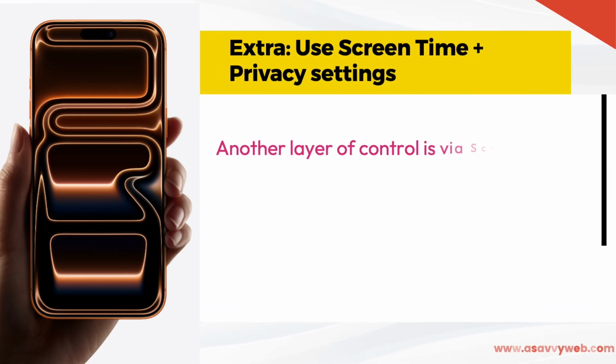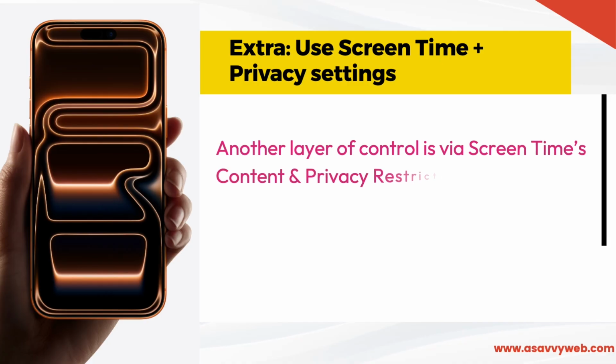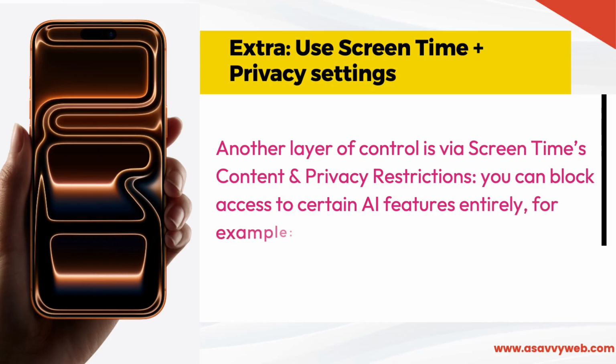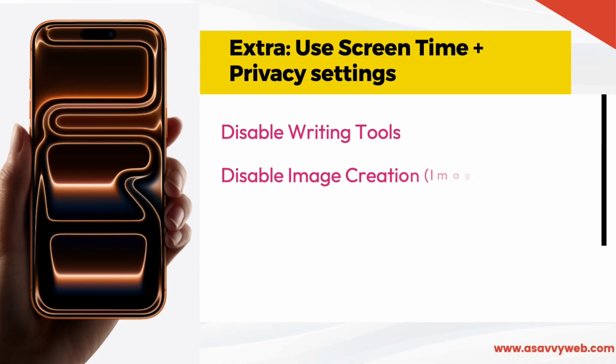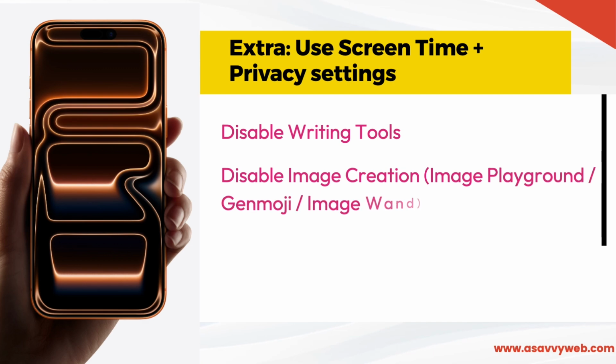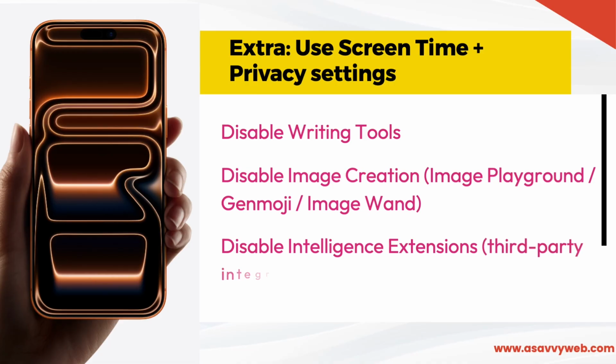Extra: use Screen Time plus privacy settings. Another layer of control is via Screen Time's content and privacy restrictions. You can block access to certain AI features entirely, for example: disable writing tools, disable image creation, Image Playground/Genmoji/Image Wand, and disable intelligence extensions and third-party integrations. This helps especially if you share your device or want stricter oversight.